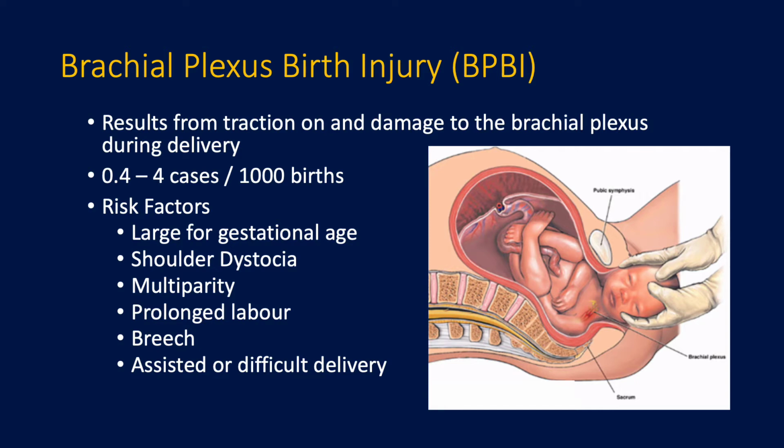Brachial plexus birth injury occurs in somewhere between 0.4 and 4 cases per 1,000 births. The risk factors for brachial plexus birth injury are large for gestational age, shoulder dystocia, multiparity, prolonged labor, breech presentation at delivery, and an assisted or difficult delivery.